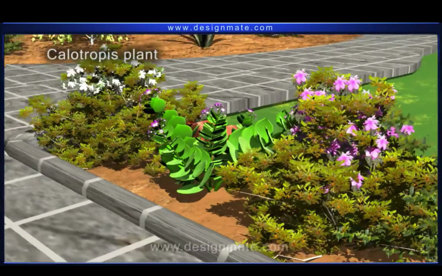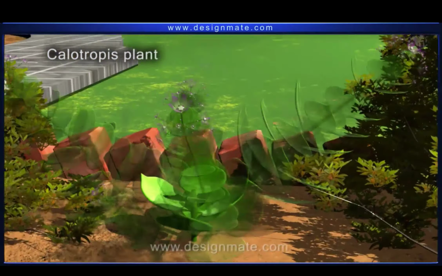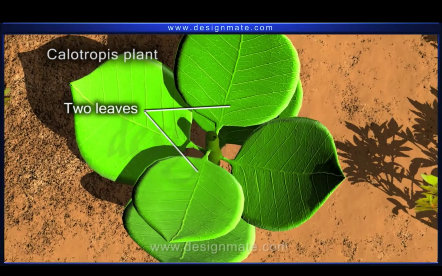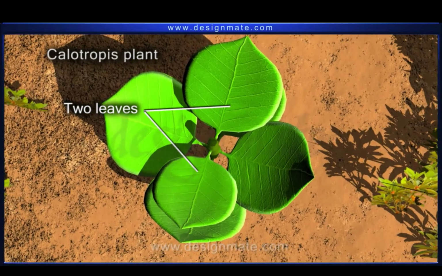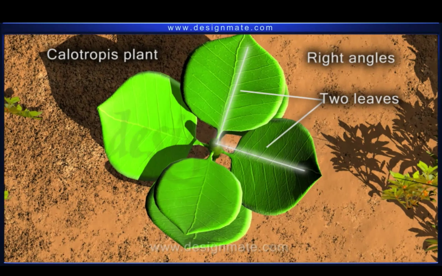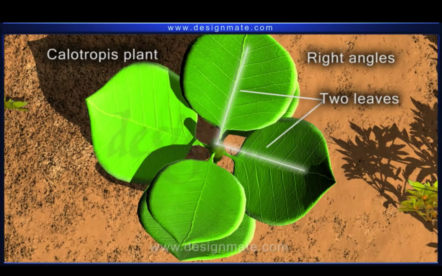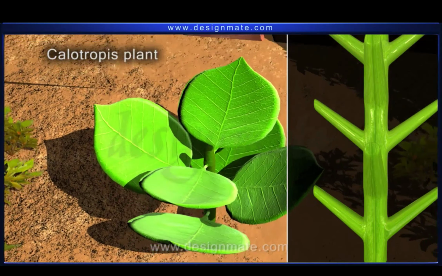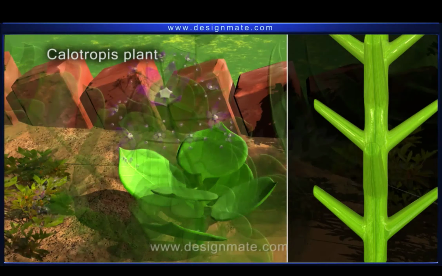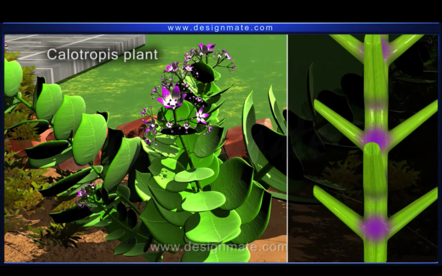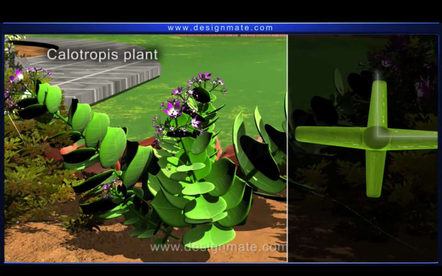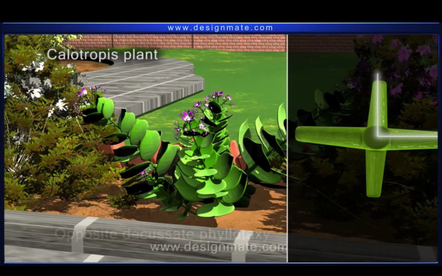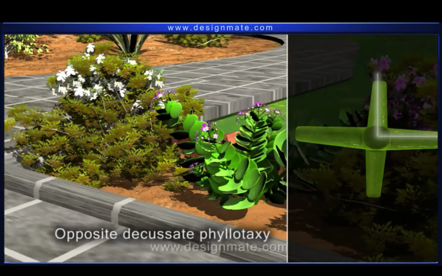In a calotropis plant, 2 leaves arise from each node, and the pair of leaves on successive nodes are at right angles to each other. In the schematic representation, we can see that the pair of leaves on successive nodes are at right angles to each other. This type of phyllotaxy is known as opposite dicasiate phyllotaxy.